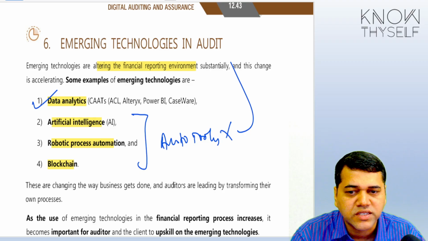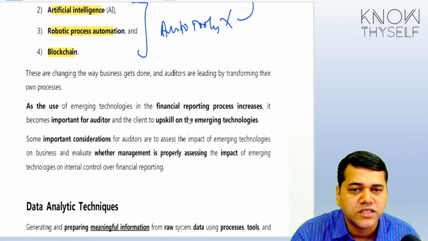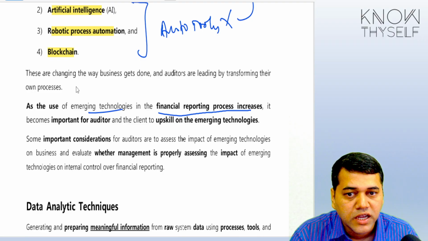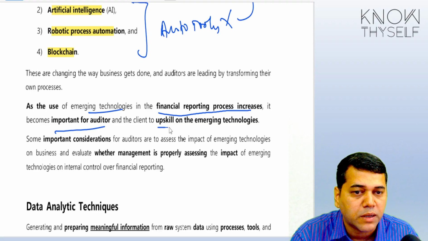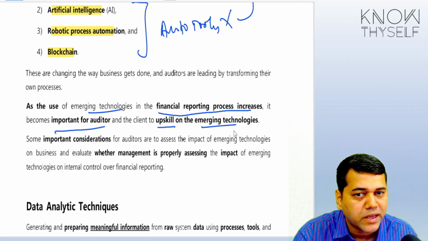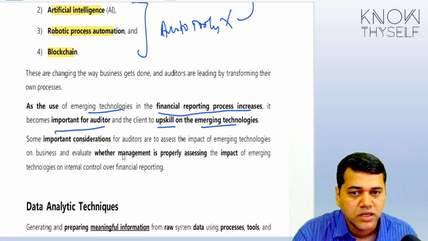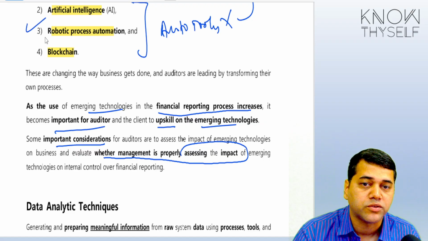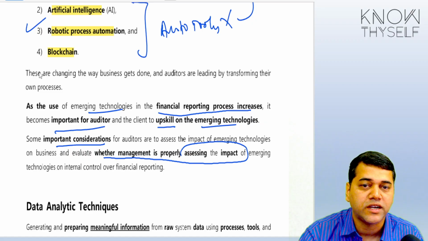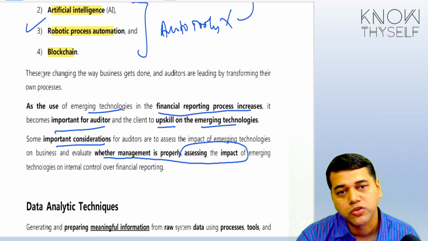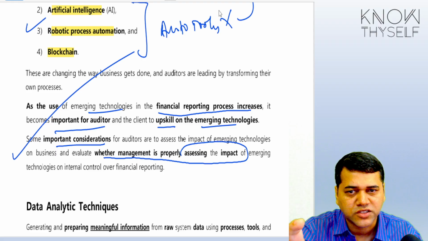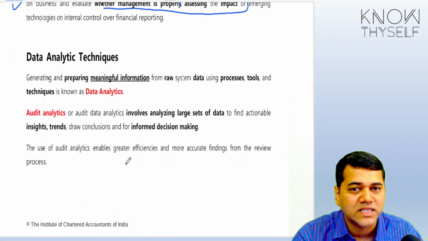First of all, what is data analytics? As clients are using emerging technologies in the financial reporting process, it becomes important for auditors also to upskill on these technologies. You should also be aware of how this is impacting your audit. An important consideration for auditors is whether the management is properly assessing the impact of emerging technology. Simply they are using robots. Tomorrow that robot should not take over, like in the movies. You have got a robot, and tomorrow that robot is taking control. Have they made that impact assessment? The auditor needs to understand this. Anyhow, leave it. Let us right away start focusing on data analytics techniques.